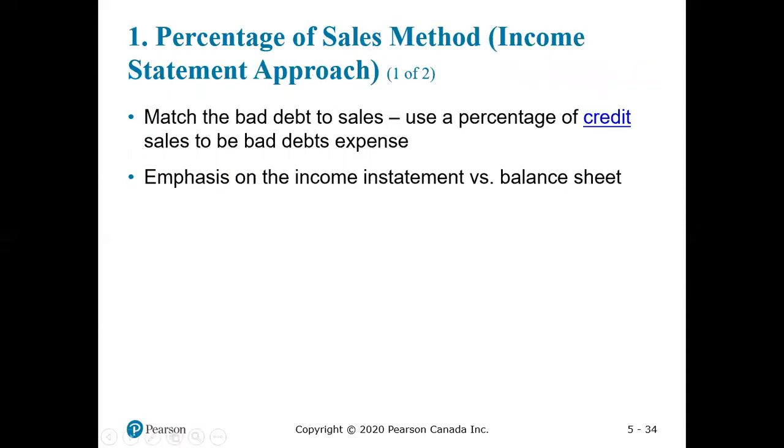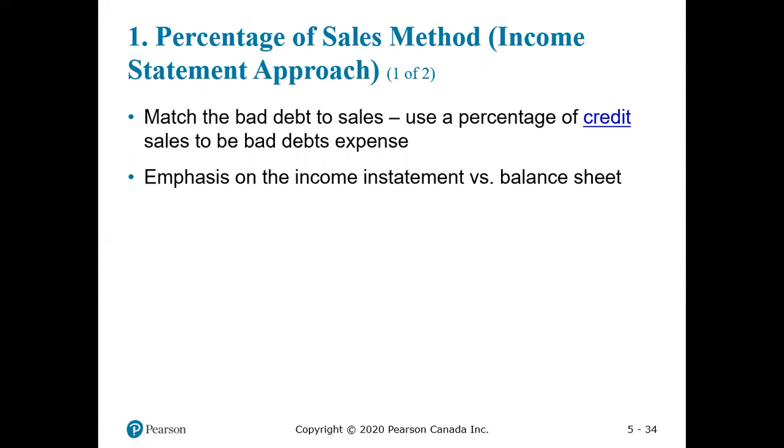Previously we discussed the direct write-off method, which is where the company knows that a specific customer won't be paying their accounts receivable amount. So they write that off and accrue an allowance for it. Other than the direct method, there are two other methods that can be used when you set up an allowance for doubtful accounts. The first is the percentage of sales method, also referred to as the income statement approach.